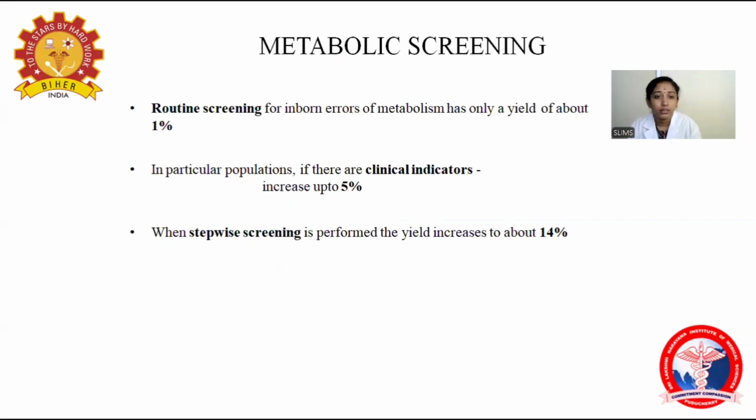Routine screening for IEM, which is inborn errors of metabolism, has a yield of only about 1%. In particular populations, if clinical indicators are also associated, it can increase up to 5%. When stepwise screening is performed, the yield increases to 14%.